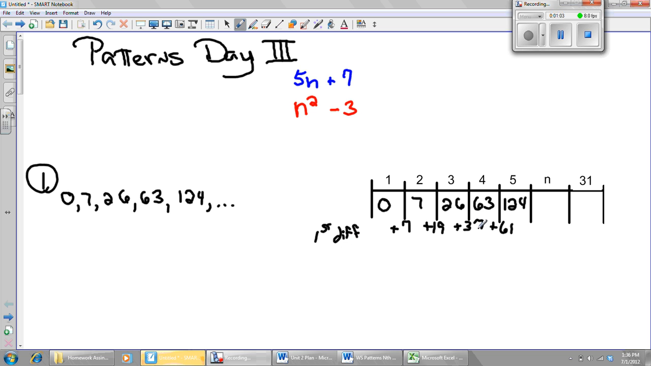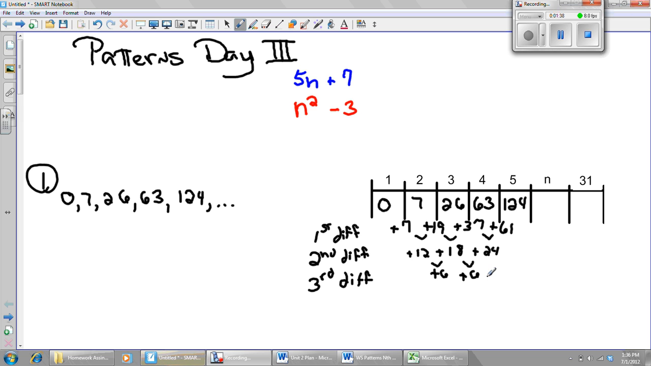Now that didn't yield anything, so I go down to the second difference. Remember, I want the difference to be the same number over and over. So there's +12, +18, and +24. That didn't yield anything either, so we'll go down to the third difference. We're going to go +6 and +6. Notice how we keep getting +6. If I found the sixth term and went all the way down to the third difference, it would end up being +6 as well.